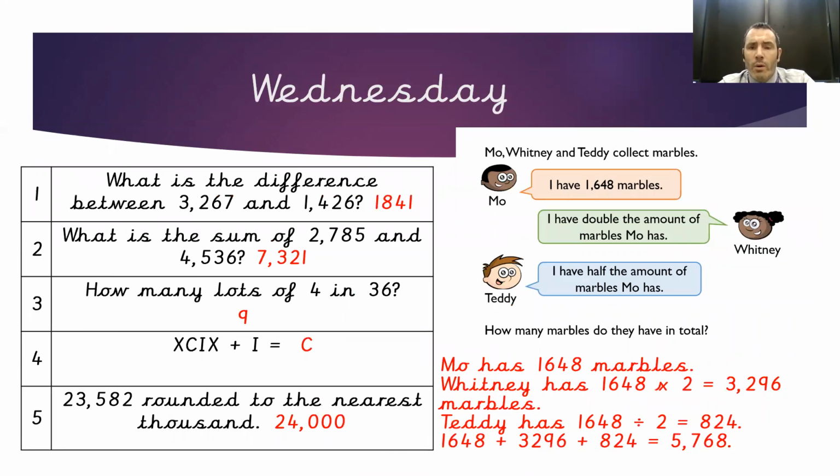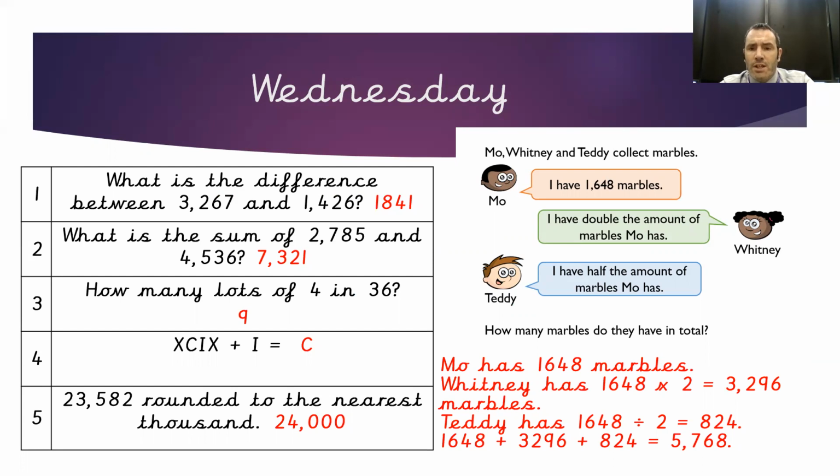Looking at the reasoning question we've got in our answers, we know that Mo has got 1,648 marbles. We know that Whitney has got double the amount of marbles that Mo has, so we need to multiply that number by 2. So 1,648 multiplied by 2 is 3,296. Teddy's statement says that he has half the amount of marbles that Mo has. So we need to divide 1,648 by 2 to get that, which gives us 824.